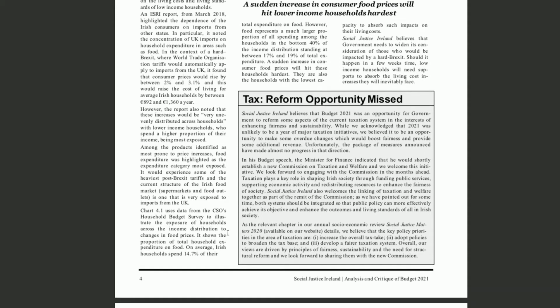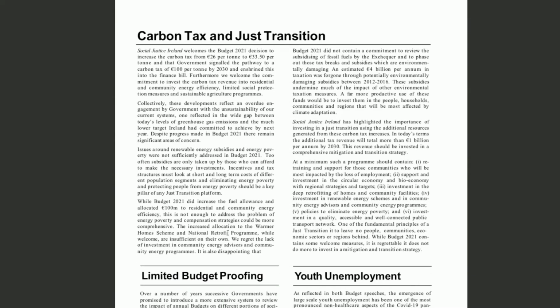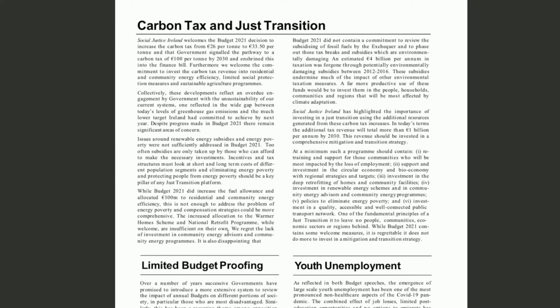Then moving on to page 8, looking at carbon tax and a just transition. We welcome the increase in the carbon tax. It is the increase that we called for in budget choices, and we also welcome that government put in the finance bill the pathway for the carbon tax to reach €100 a tonne by 2030, so a €7.50 increase every year up until 2029, and then a €6.50 increase in budget 2030. This reflects an overdue engagement by government with the unsustainability of our current systems, and it reflects an acknowledgement of the challenge that we do face in terms of reducing our emissions.